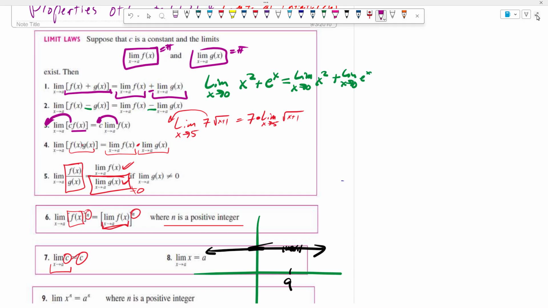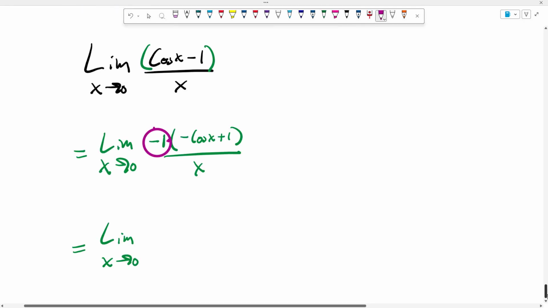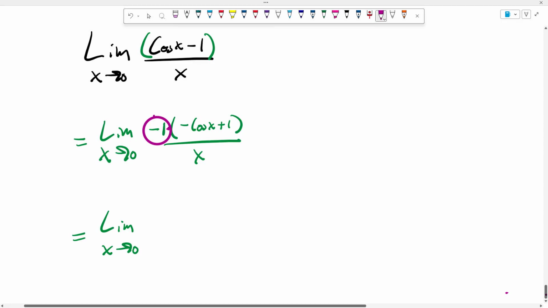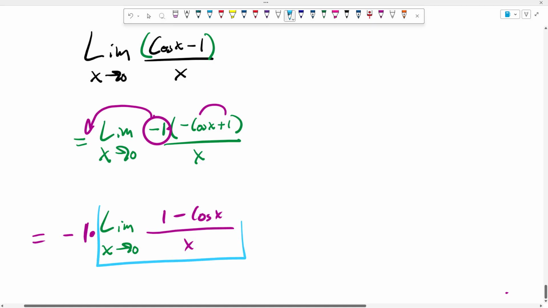So this can come out. We get negative 1 times this limit. And then let me rewrite these two. Negative cosine plus x plus 1 is 1 minus cosine of x. And what is this equal to? 0. One of the ones we memorized. What we just did. So it's negative 1 times 0. It is 0.